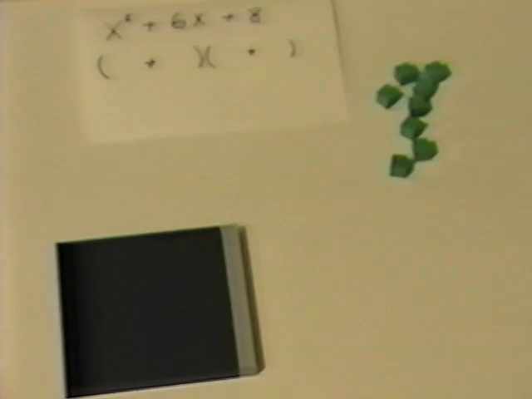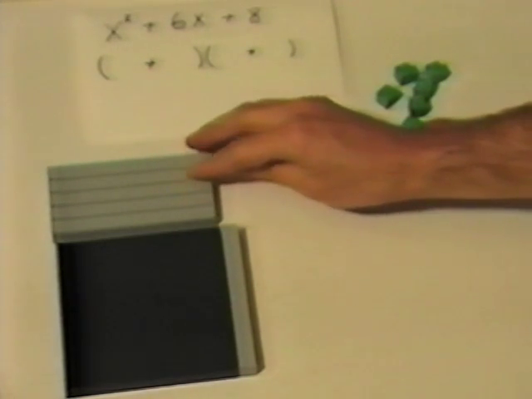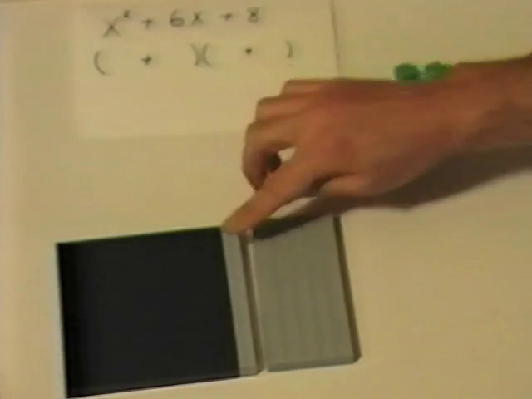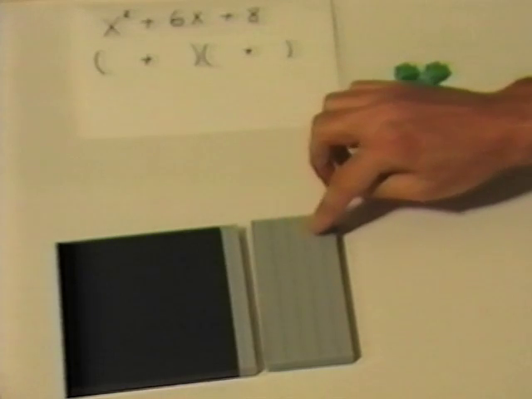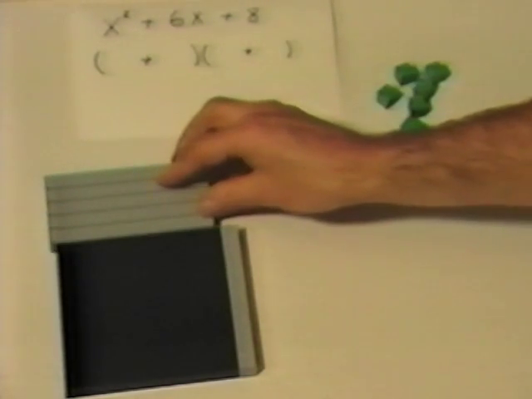Did the child waste his time by getting the wrong amount? No, the child is learning addition facts. The child is learning that 1 and 4 makes 5, not 6. This time the child gets 1, 2, 3, 4, 5 x's. Does that make six? 1, 2, 3, 4, 5, 6. Yes, 1 and 5 make 6.